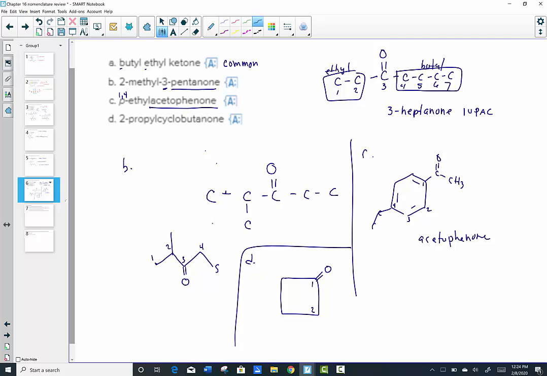And there it says there's a propyl group. So 1, 2, 3. And make that a little neater. Carbon 1, 2, 3. It kind of gives it a better zigzag there. So there we have 2-propyl cyclobutane.